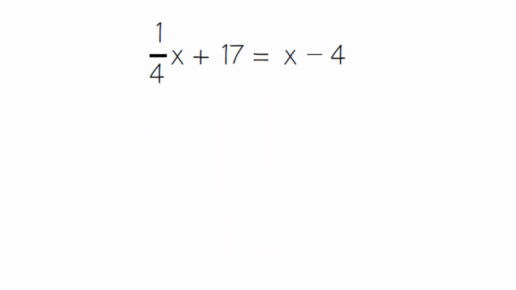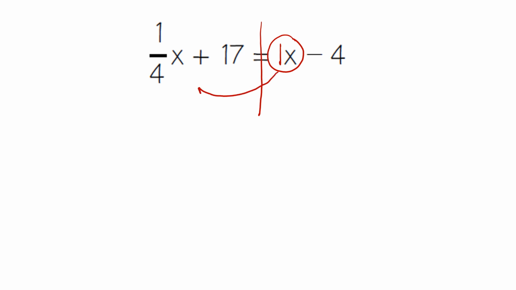For number 5, we have the equation 1/4 x plus 17 equals x minus 4. We're going to skip step number 1 because we don't have any parentheses to distribute. We're going to skip step number 2 because we don't have any like terms. The 1/4 x and the 17 are different. The x and the 4 are different. We jump straight into step number 3, which is where we take the 1x variable.